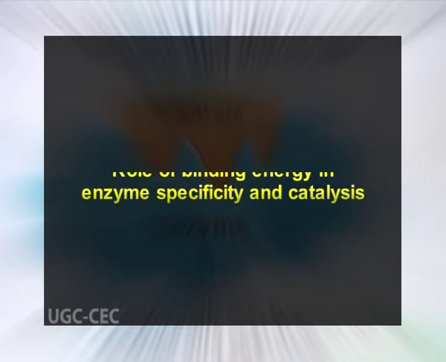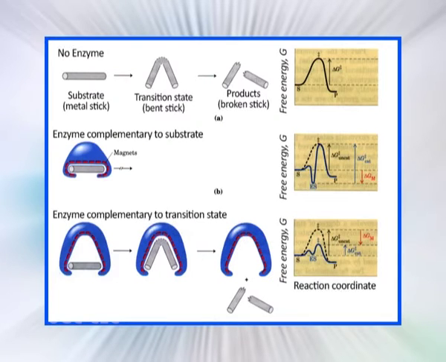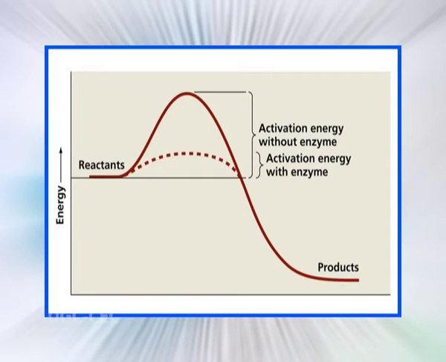Now, the role of binding energy in enzyme specificity and catalysis. The energy derived from enzyme-substrate interaction is called binding energy. Its significance extends beyond a simple stabilization of the enzyme-substrate interaction. Binding energy is a major source of free energy used by enzymes to lower the activation energies of reactions. Binding energy accounts for the huge rate accelerations brought about by enzymes.